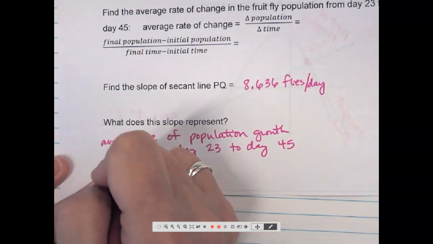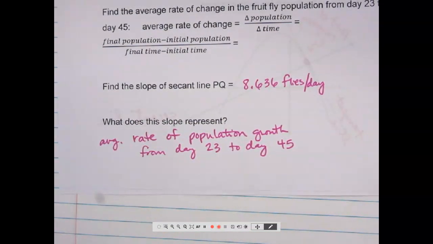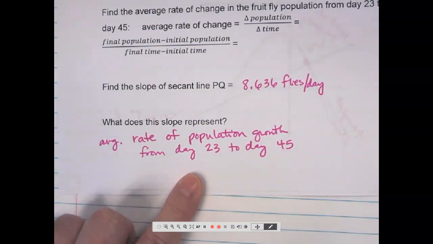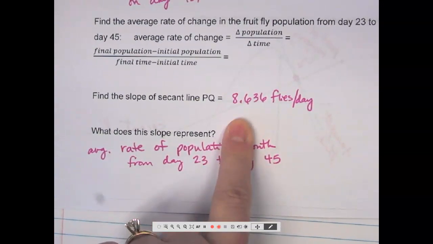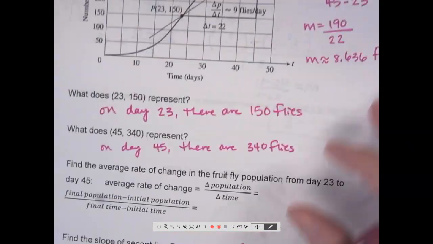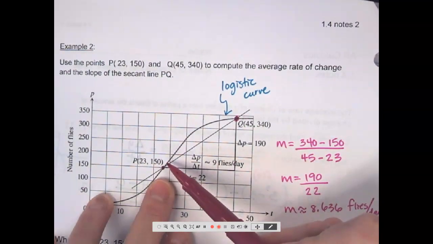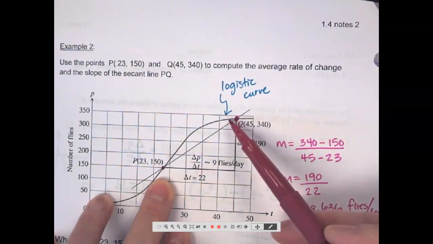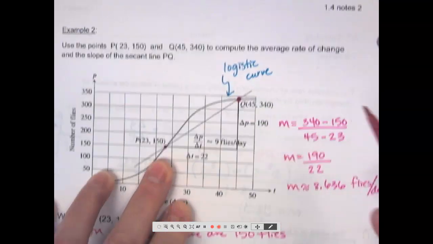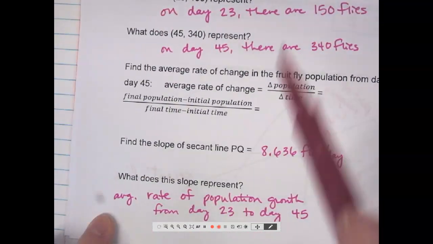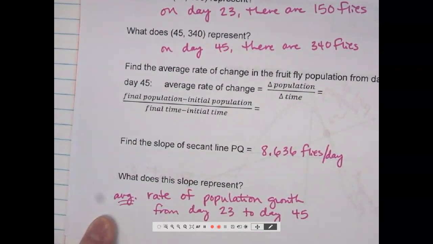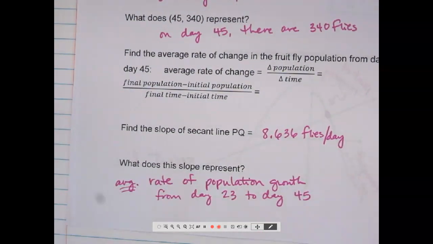Average. Does it mean that every day between 23 and 45, that's the rate that it's growing? No. In fact, if I look at this graph, I'd say it's growing pretty rapidly here, but pretty slowly here. So that's the average rate of population growth from day 23 to day 45. Okay? Now stop me if you have a question.